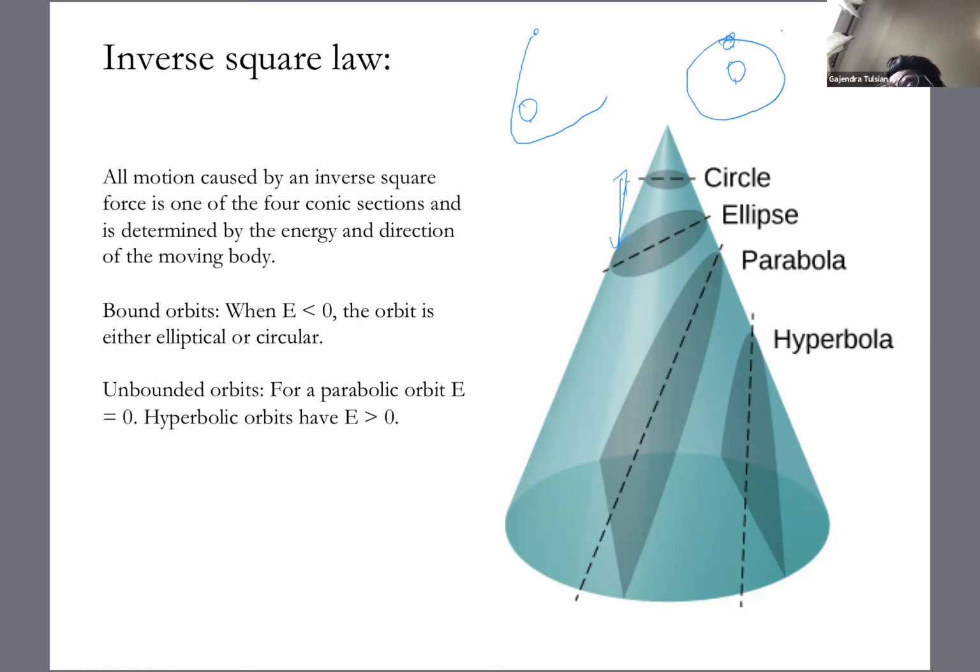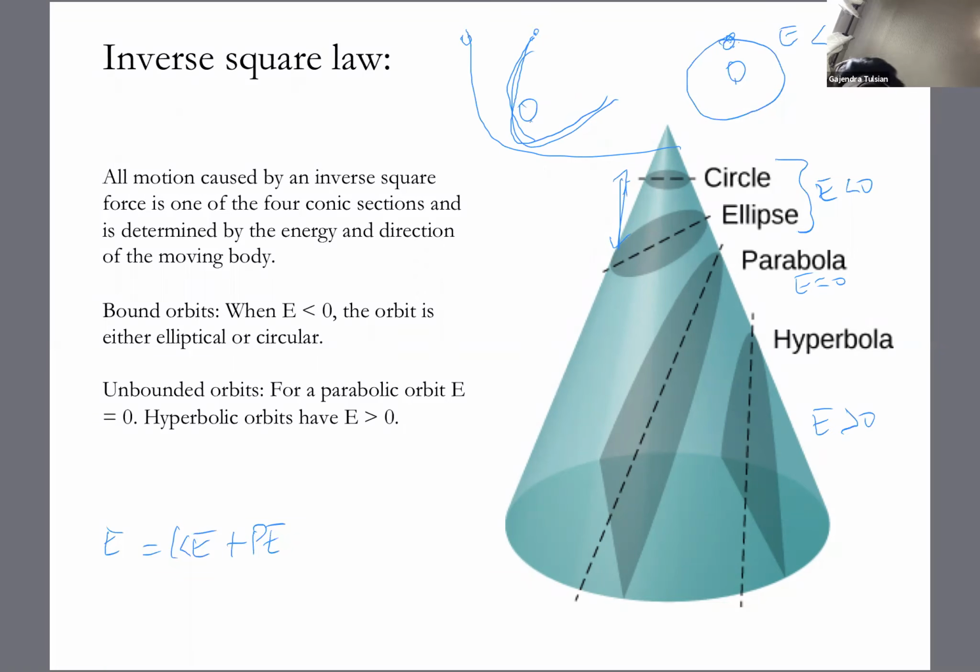For bound orbits, the total energy, which is kinetic energy plus potential energy of the object, is less than 0. So for these two orbits, the total energy is less than 0. For a parabolic orbit, the total energy is exactly 0. If the object goes on a hyperbolic orbit, the energy is greater than 0.